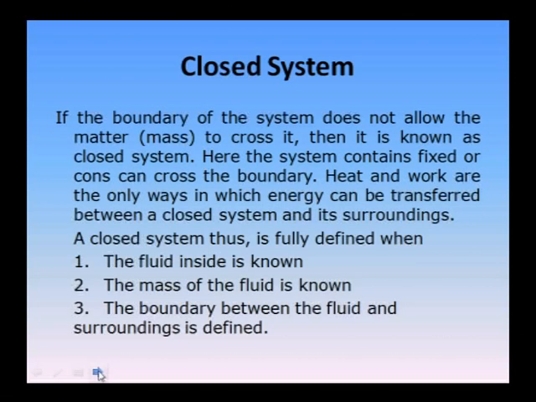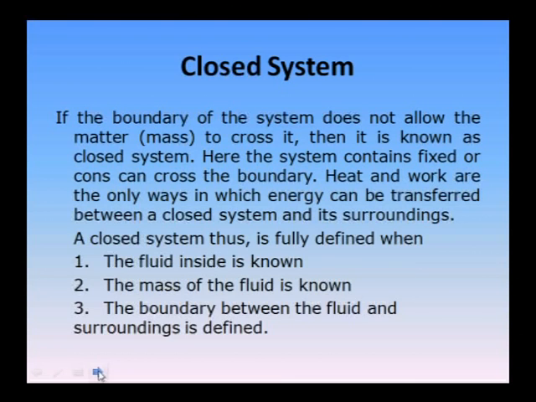First, let us understand what you mean by a closed system. If the boundary of the system does not allow matter, that is mass, to cross over it, then it is known as a closed system. Here the system contains fixed mass, while the boundary may be fixed or movable. Heat and work are the only ways in which energy can be transferred between a closed system and its surroundings. As I told you while explaining, the system will be covered with a boundary, and the transaction of heat has to happen across the boundary. During that process, there will not be movement of the mass.